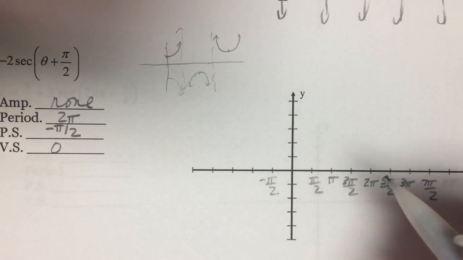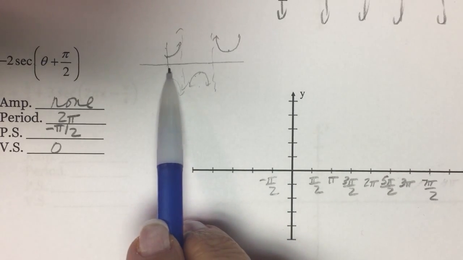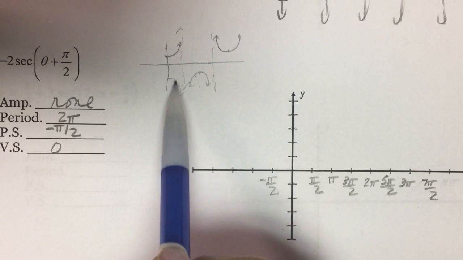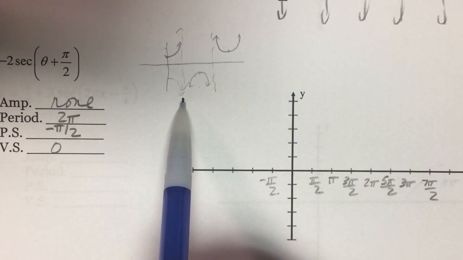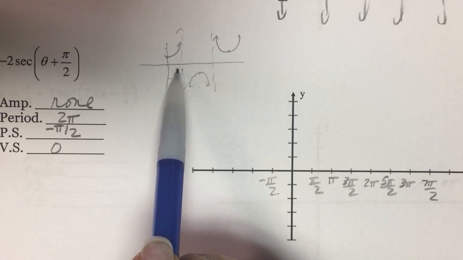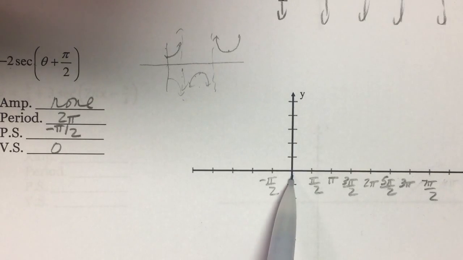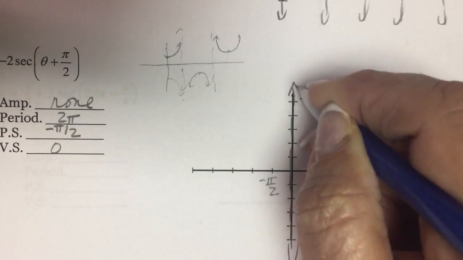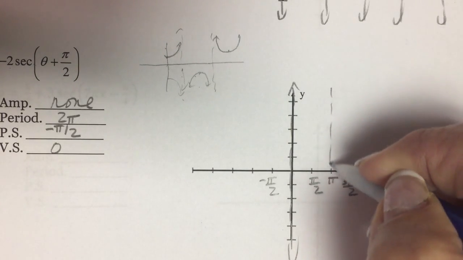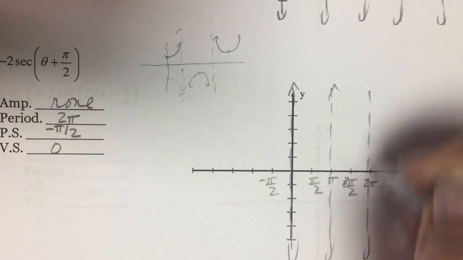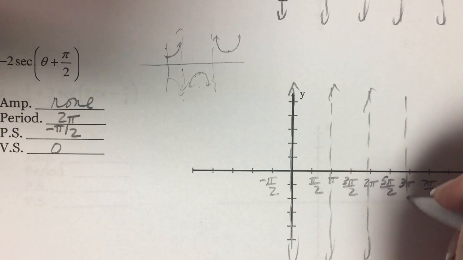So if you think about it, for secant, for the parent graph, the first asymptote is 1 past the y-axis. So if I'm going to move that back pi halves, it means now that the first one is going to be actually on the y-axis. And of course, they're going to come every 2 because that's the pattern.